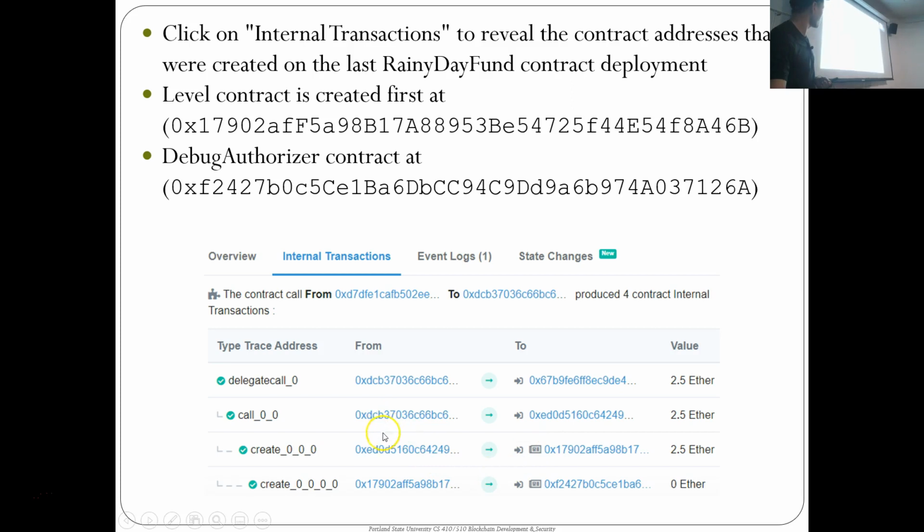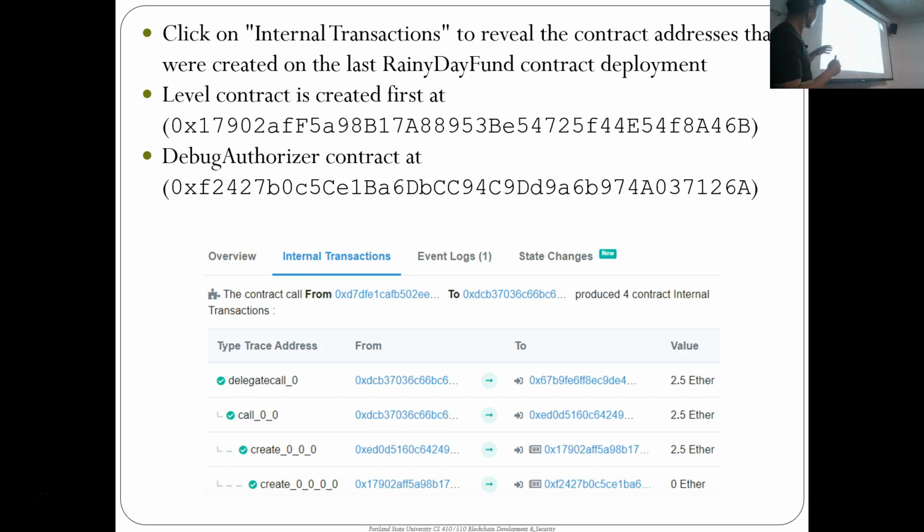Sorry, let me back up. This is the launcher. So the game contract sends it to the launcher address. The launcher address creates the level contract address. And then the level contract address is going to create the debug authorizer address. So that's what this is showing you for that last contract creation.